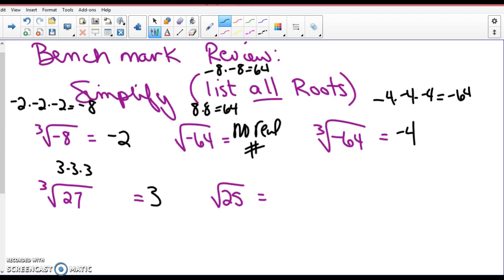What is the square root of 25, Lexi? Thank you. Because 5 times 5 gives you 25, and -5 times -5 gives you 25. So all roots or all answers for the square root of 25 are positive and -5.